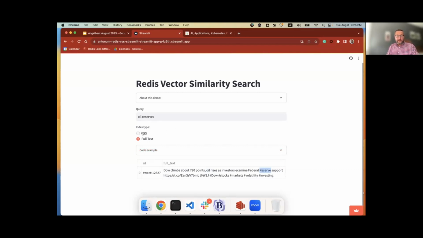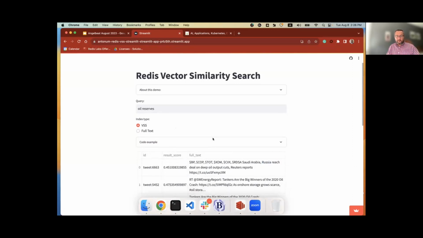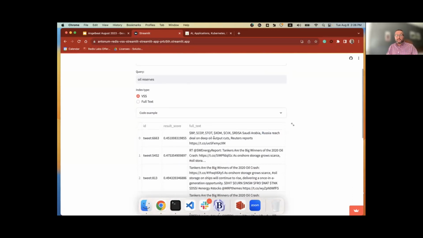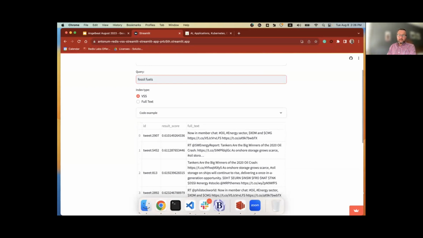If you switch to semantic search with vector similarity search on Redis, you keep getting relevant results, even though both words are not necessarily there as is. And if you do things like fossil fuels, vector similarity search would return you a whole bunch of relevant information.